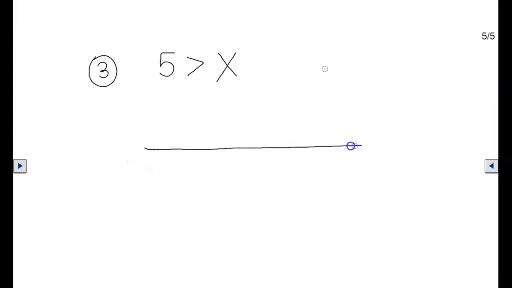Now, when you run across a problem like this, I'm going to put 0 on here for reference. 5 would be to the right of that. I think it's going to be a good idea for you to rewrite inequalities like this one so that the x comes first. We want this inequality to describe x in terms of that 5 instead of 5 in terms of that x. So if 5 is greater than x, then that means that x must be less than 5.